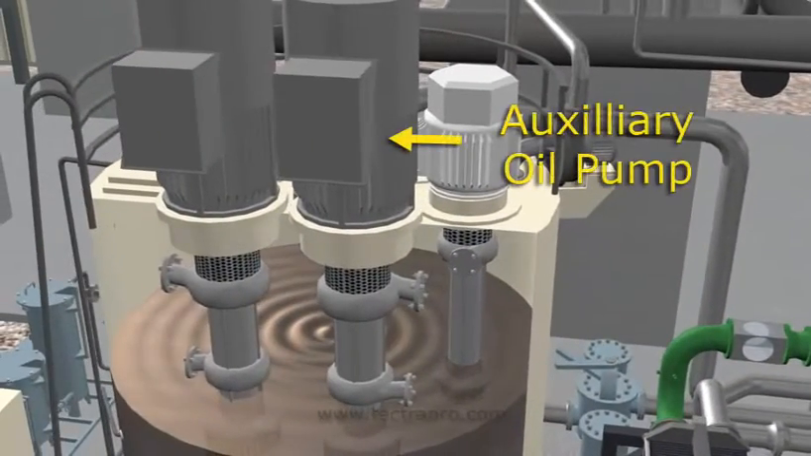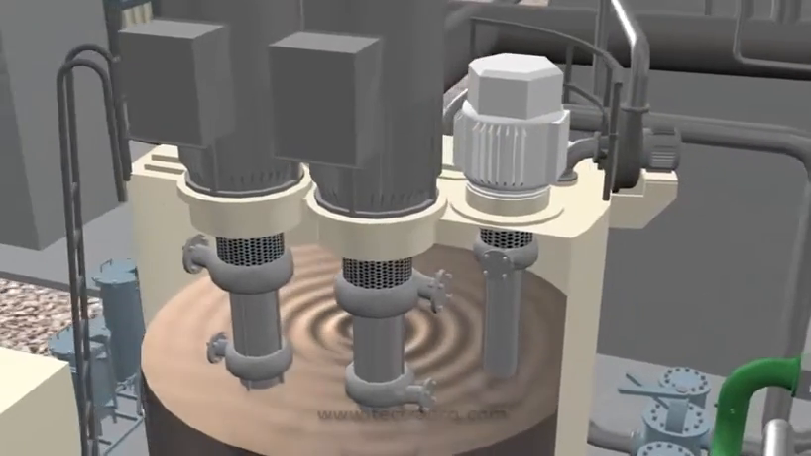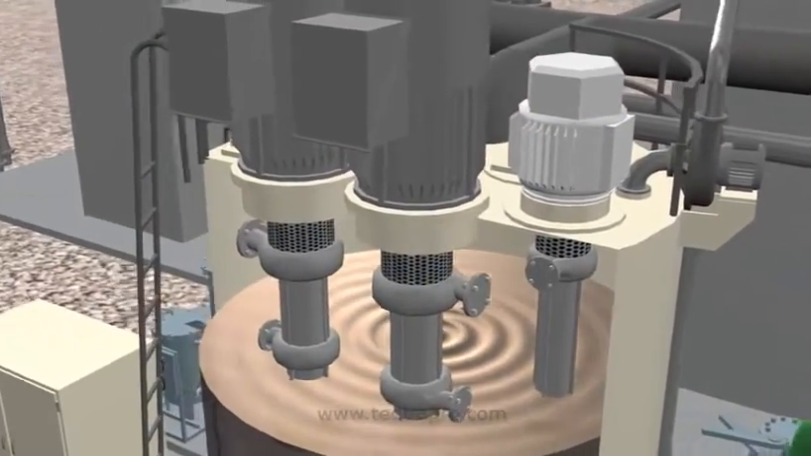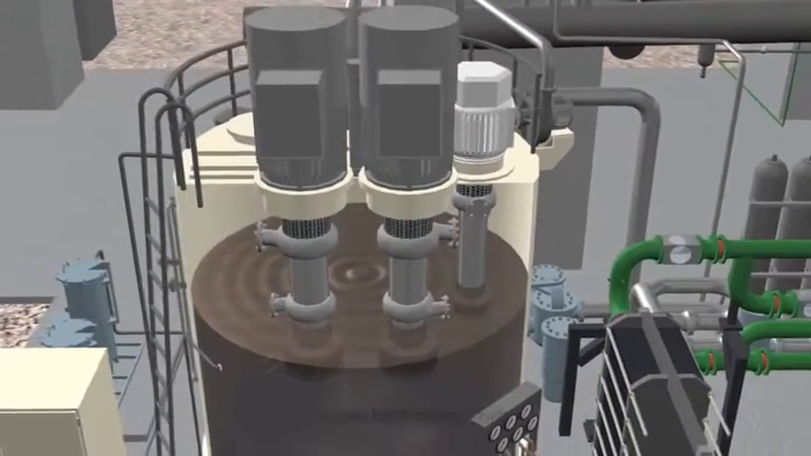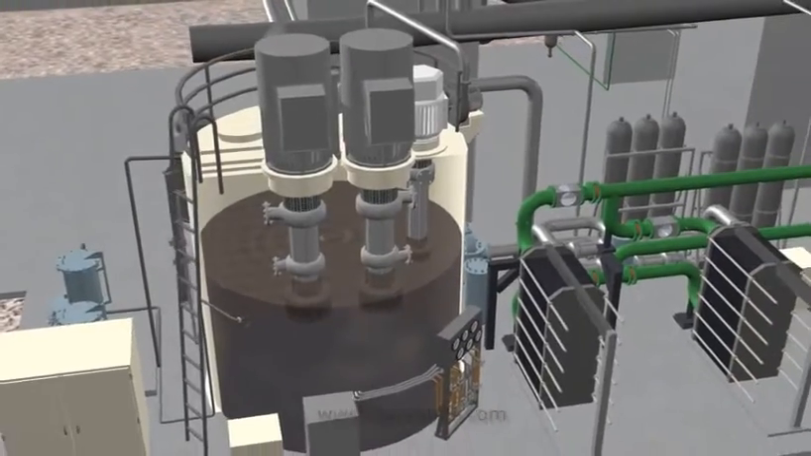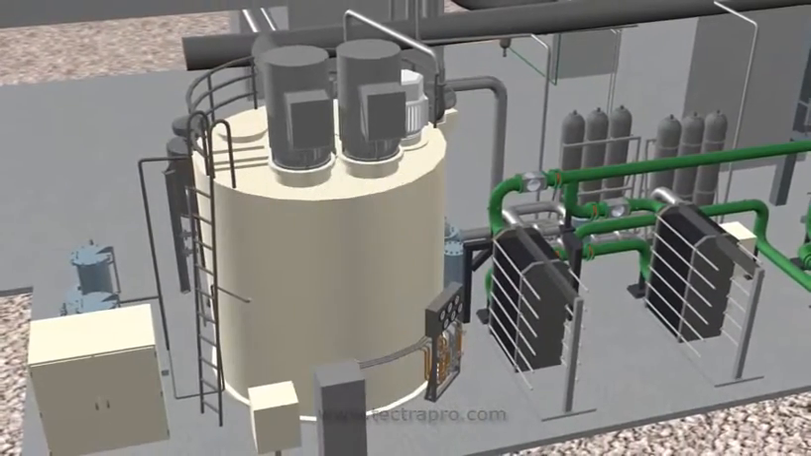The AC motor-driven auxiliary oil pump is located to the west of the main oil pump and serves as a backup supply for low-pressure bearing oil and high-pressure control oil. The high pressure for control oil system supply will be briefly discussed later in this presentation.